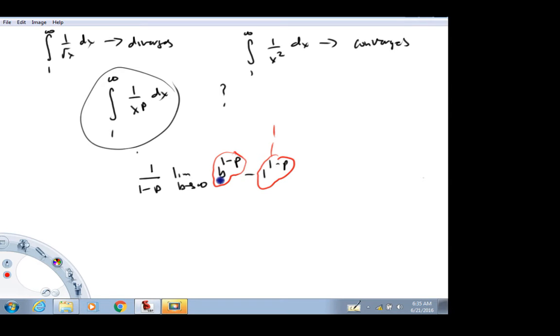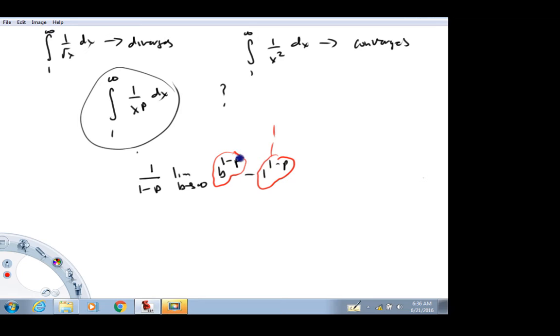For example, let's say p were a value of negative 1. Then this would read 1 minus negative 1, which is 2. So this reads b squared. As b goes to infinity, b squared goes to infinity, and the integral diverges. Let's say p were negative 3. This would be b to the 1 minus negative 3, which would be b to the 4th. As b goes to infinity, b to the 4th also goes to infinity.